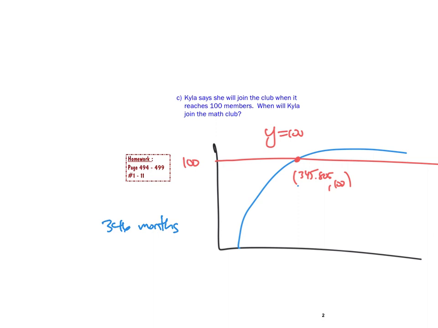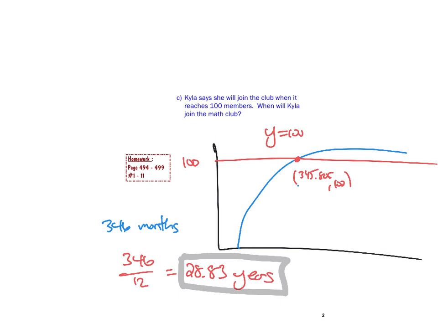Now, when we say 346 months, that doesn't mean a lot, because what's 346 months? Well, we know that there's 12 months in a year. So if you divide 346 by 12, you see that it's 28.83 years from now. So Kyla is not in a rush to join the math club. She's going to join in 28.83 years.